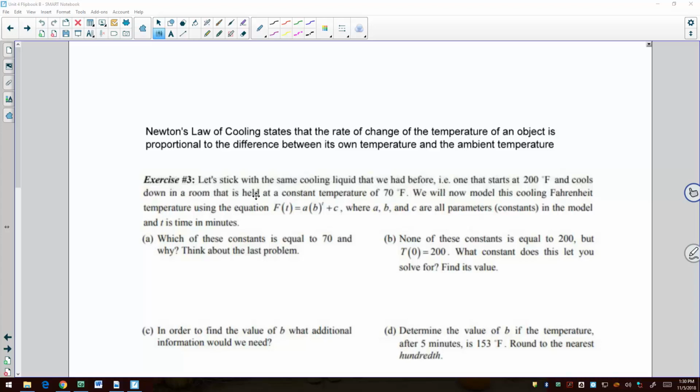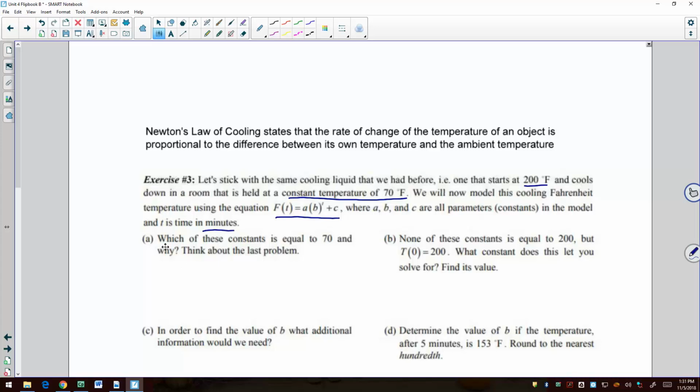Exercise number 3 says, let's stick with the same cooling liquid that we had before, one that starts at 200 and cools down in a room that is held at a constant temperature of 70 degrees. We will now model this cooling Fahrenheit temperature using this equation: F of t equals A times B to the t plus C, where A, B, and C are all parameters or constants in the model, and t is the time in minutes.